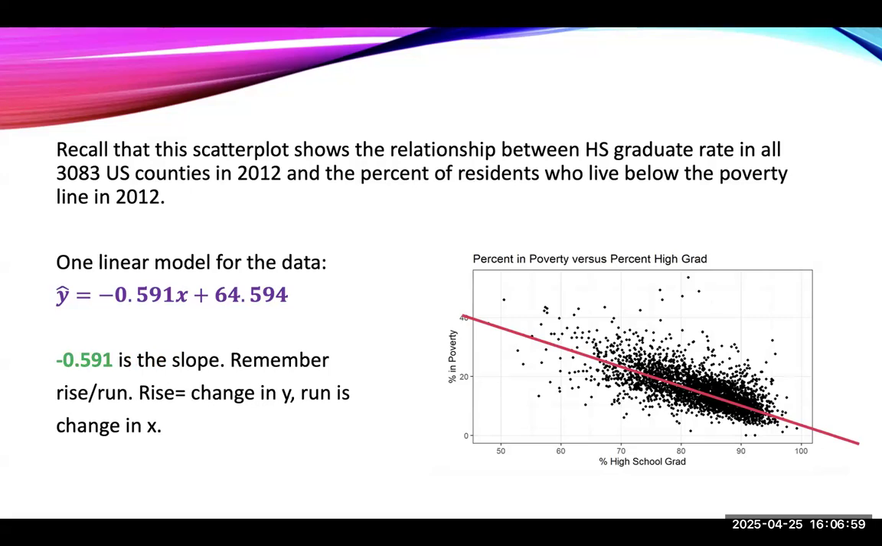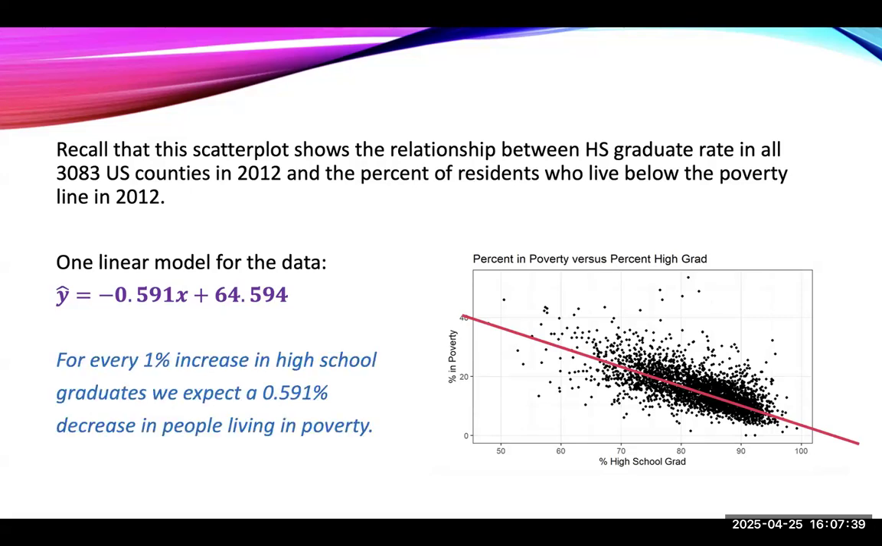Let's see if we can interpret the slope in context of this problem. The negative 0.591 means we're going to go down 0.591 for every unit we go over to the right, because it's negative 0.591 over 1. So in context of the problem, every time we move one unit to the right, we go down 0.591. Remember that X is high school graduates. So for every 1% increase in high school graduates, we expect to have a 0.591% decrease in people living in poverty. That's the Y variable.